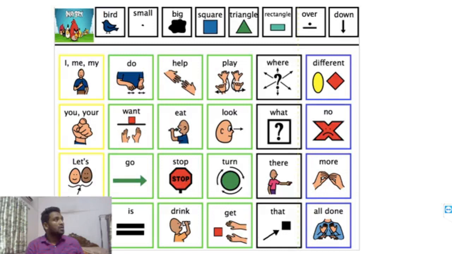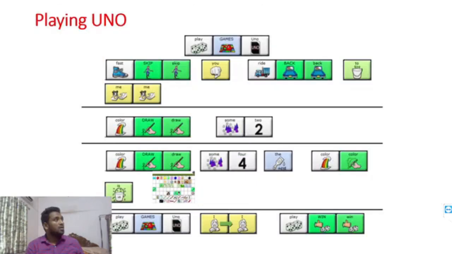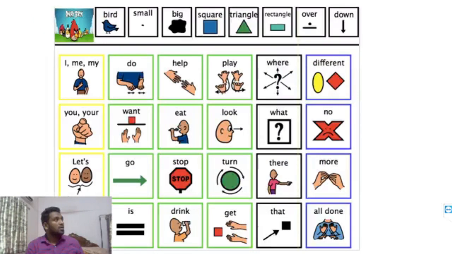Can talk about bird, small bird, big bird, different shapes. It goes up, goes down, goes tangential, it goes, it stops. You look, and then I want to play. Then I want a different bird, I want the same bird. And then I'm all done, I want to go for the next game. Okay, so you can use this one game and make a lot of communication with the child.